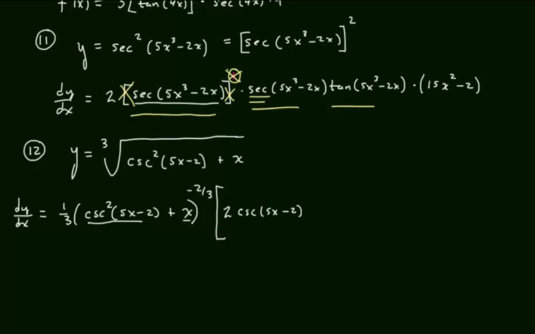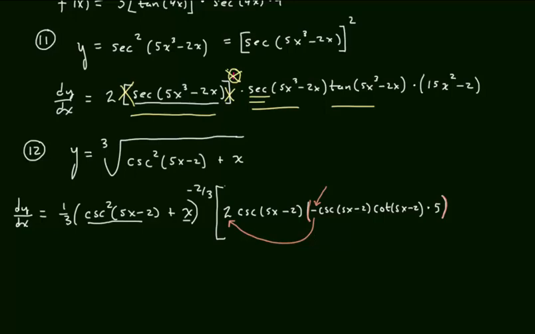Now I have to multiply by the derivative of cosecant 5x minus 2, which is negative cosecant 5x minus 2 times cotangent 5x minus 2, and then times 5. I put an extra set of parentheses here because I didn't want you to think that this here represented a minus. It represents a negative. I certainly could have brought that out here to make it easier, but in the nature of keeping things unsimplified, that's how I decided to write it.